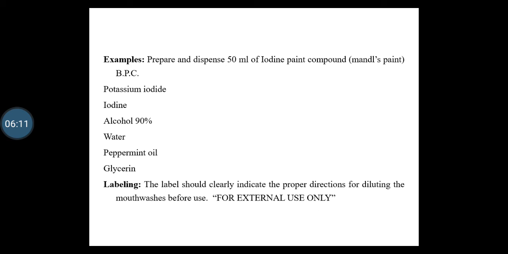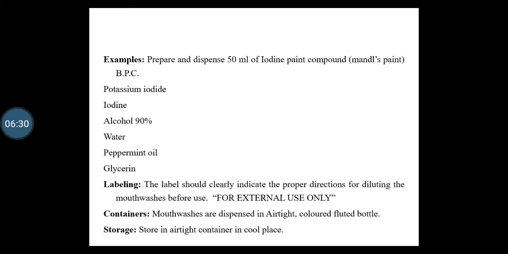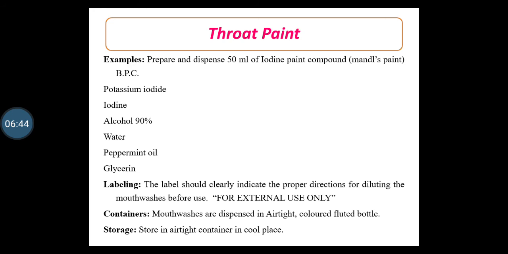Its labeling conditions are that it should be labeled to clearly indicate proper directions for diluting before use and for external use only. Containers used are airtight colored fluted bottles. Storage: store in airtight container in cool place. These are all the labeling conditions, containers used and storage conditions of throat paints.